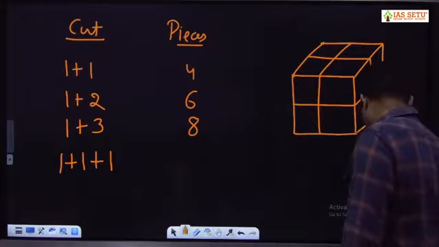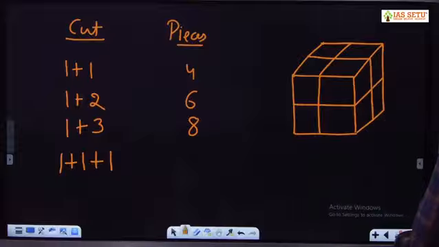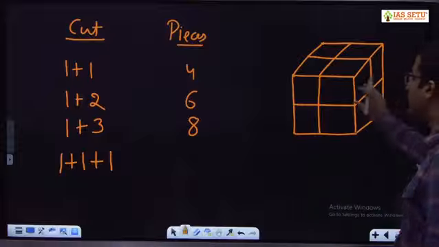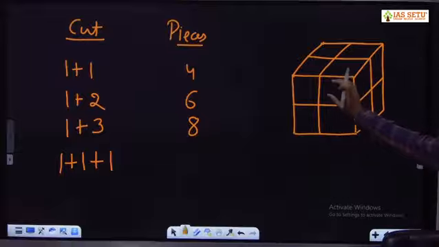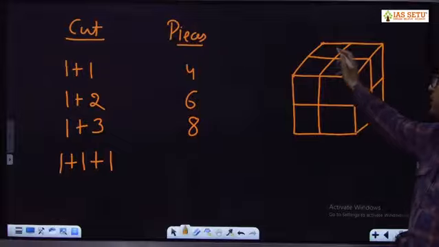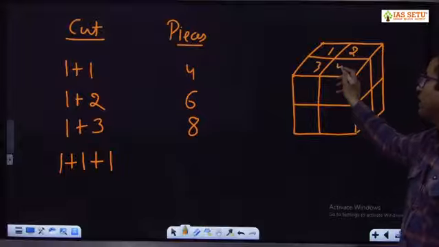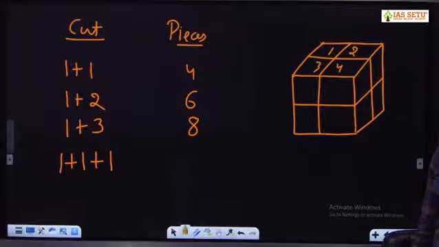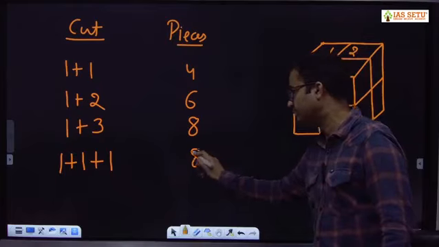So now here, 3 axes. And here, are you able to visualize? There are 2 layers, upper and the lower layer. In the top layer, you have 4 pieces, and the bottom layer also 4 pieces. Total number of pieces 8.